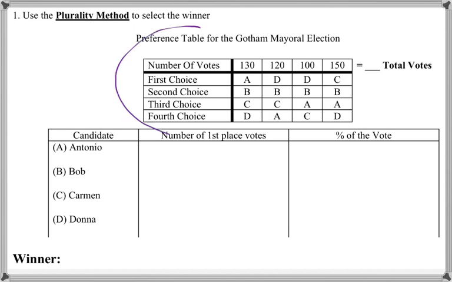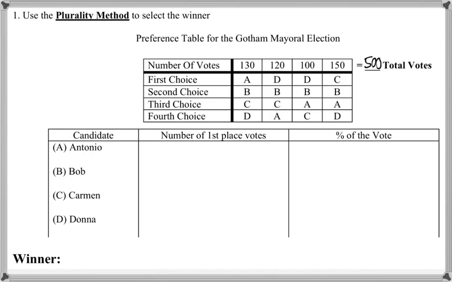And we have a preference table here, and we need to know how to read the preference table. So this 130 means that 130 people voted like this, meaning Antonio was their first choice, Bob was their second choice, Carmen was their third choice, and Donna was their fourth choice. And this 120 means that 120 people voted with Donna as their first choice, Bob as their second choice, Carmen as their third choice, and Antonio as their fourth choice. So if you add up the number of votes, we find that we have 500 total votes.